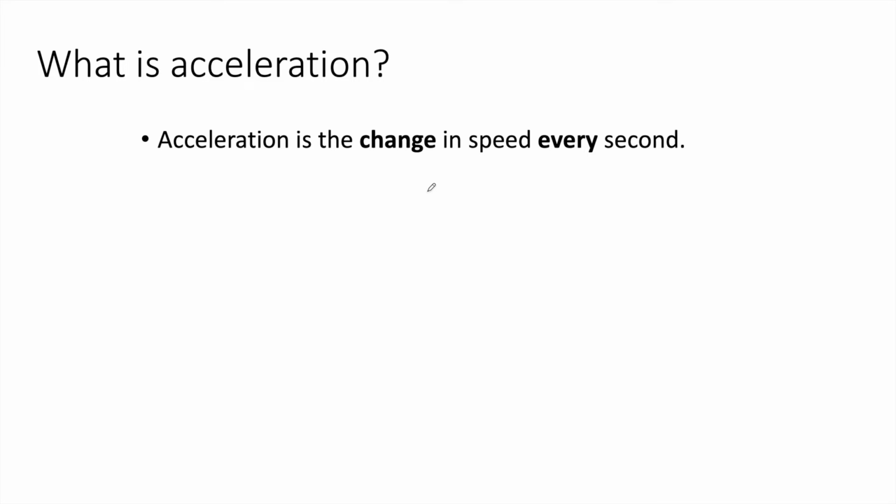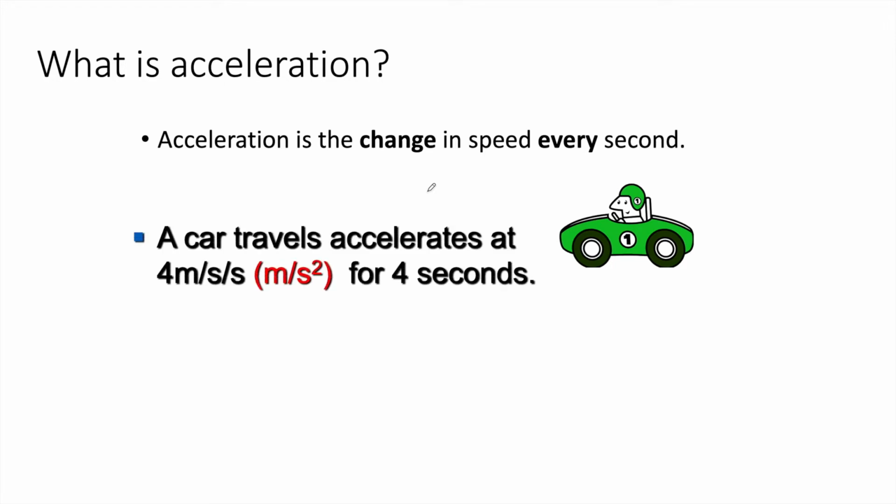So what's acceleration? Well, acceleration is the change in speed every second. Some people find this quite odd to get used to, so I'm going to give you an example. If a car accelerates at 4 metres per second every second, that means every second its speed changes by 4 metres per second. And sometimes you see the units as metres per second squared.